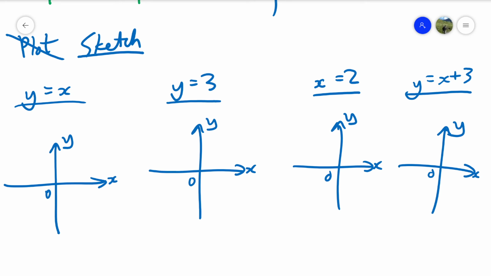And my answers are y equals x, y equals 3, going to mark that as 3, x equals 2, mark that as 2, y equals x plus 3, mark that as 3. Skip to the next question if you're happy, obviously.